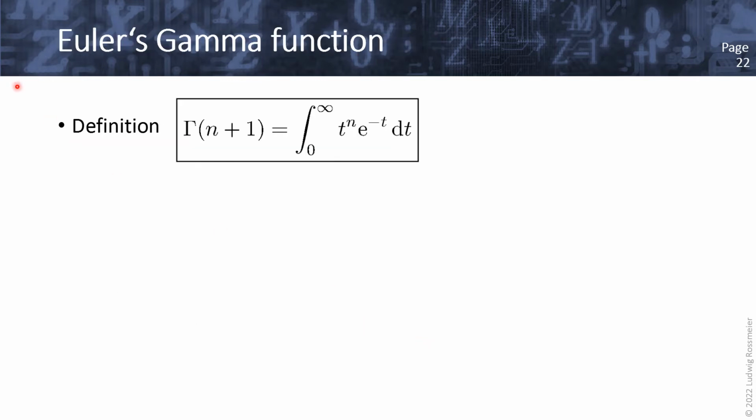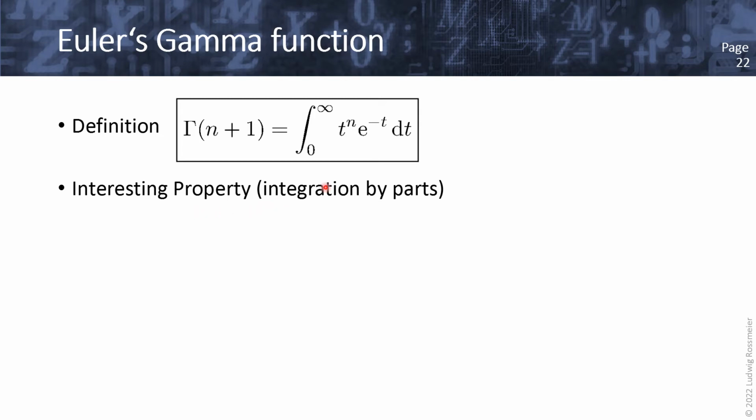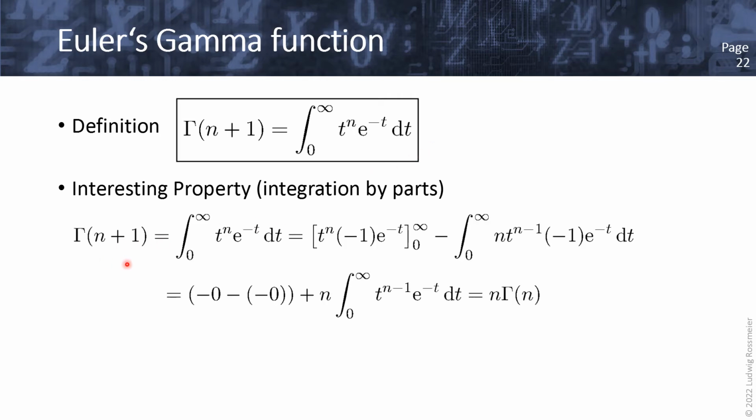To solve this integral, we need to have a look at Euler's gamma function. There's a definition: gamma of n plus 1 is the integral from 0 to infinity of t to the power of n times exponential of minus t dt. There's an interesting property of this function, and we do the integration by parts. So I simply rewrite here the integral, and we do the integration by parts.